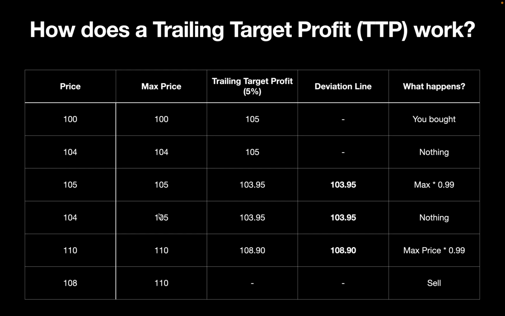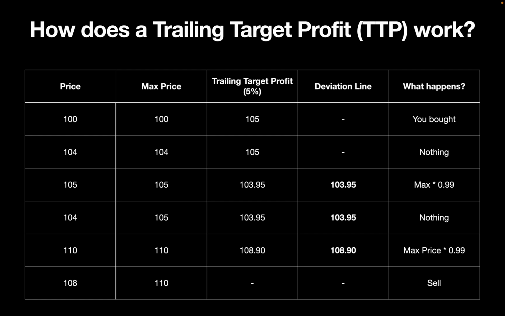So let's take a look at the next row. Now the price is climbing again to 110, and with that we have a new maximum. And with that we also have a new deviation line level here. Next row, the price is dropping, but here it is dropping below the current level of TTP or deviation line. And with that, the asset will be sold.